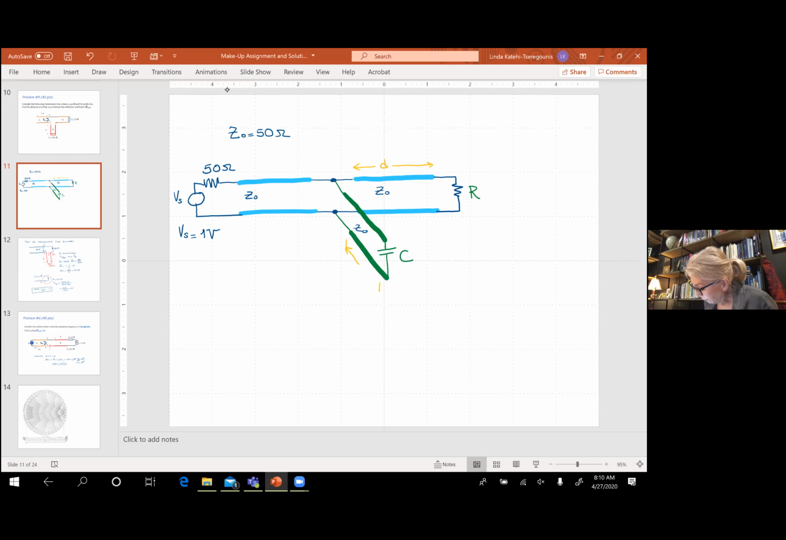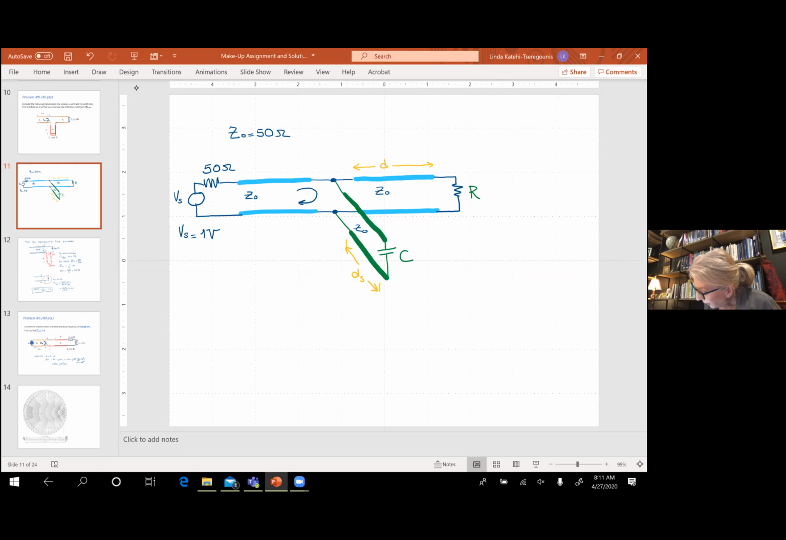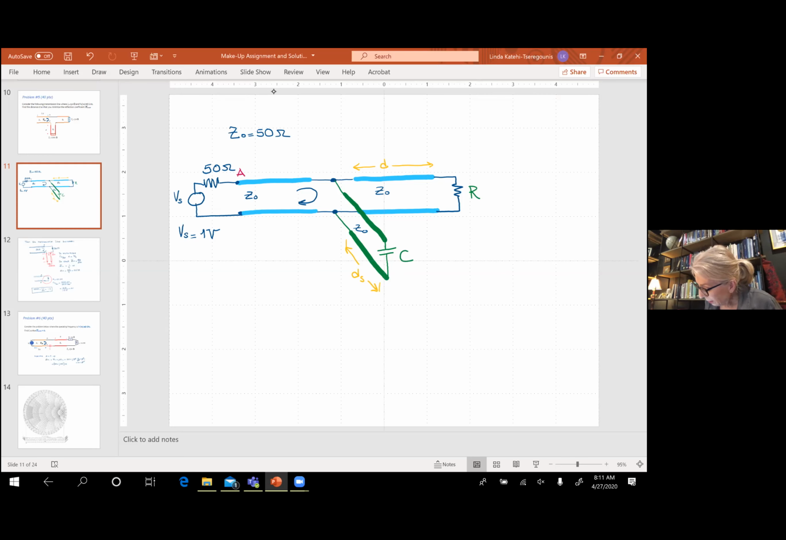So the reflection coefficient right here is 0. Let's put points here. That's what you're always going to do. So here is A prime, B prime, C prime, and D prime.